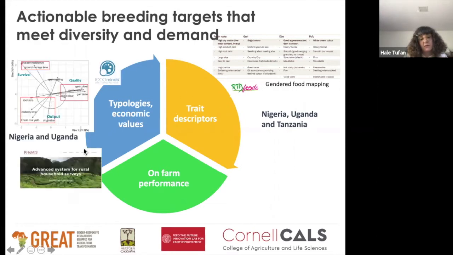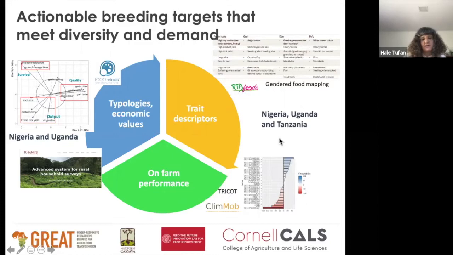The second quadrant here is around typologies and economic values, and looking at, okay, now that we know which characteristics respondents are looking for, can we take those and really understand, doing choice experimentation, how relatively important these are, and develop some typologies, but also economic values. And I'm labeling here the countries that this work is taking place in. And we're also looking at using household surveys to complement not only the choices that respondents are making, but how that relates to their demographic information. So there are specific drivers of those choices that we can explain with different individual social identities.